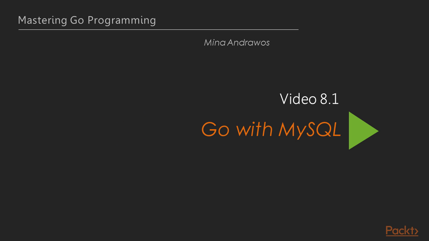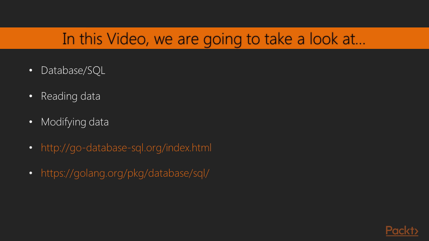Now let's discuss how to work with MySQL in the Go language. In this video, we will discuss the database SQL package, which is the key for SQL databases in Go. Then from there, we'll see how we can read and modify data in MySQL using Go. We will need the two shown links to explore Go's database support for SQL-like databases in general, and to also explore Go's SQL native package, which we will be covering shortly.